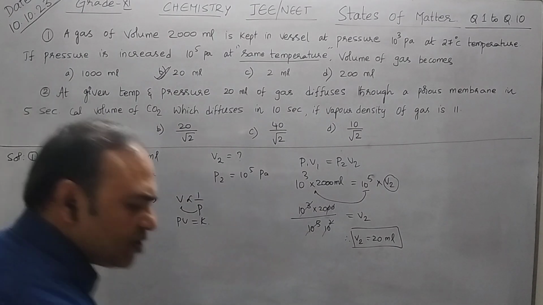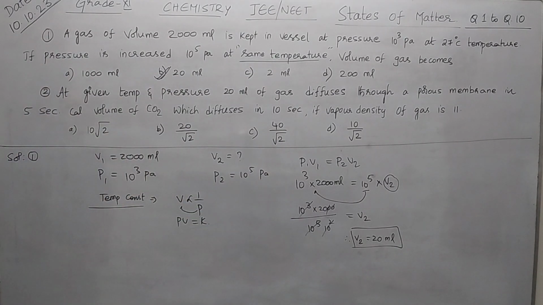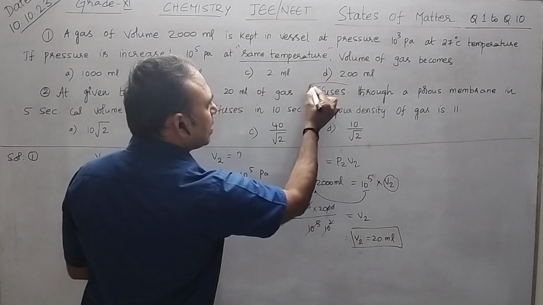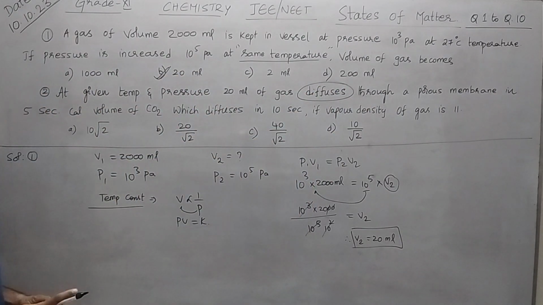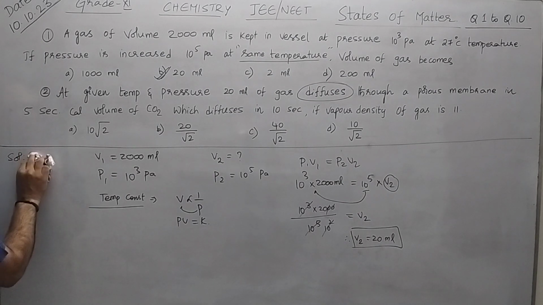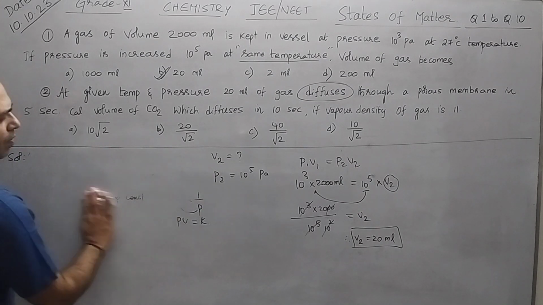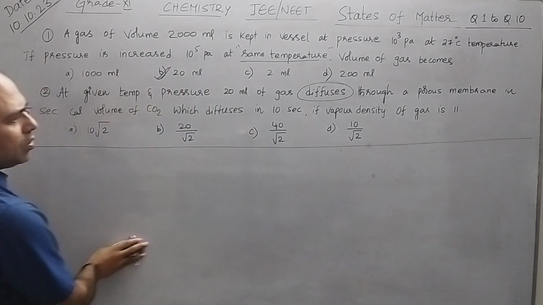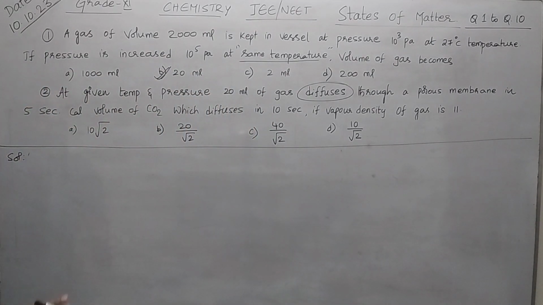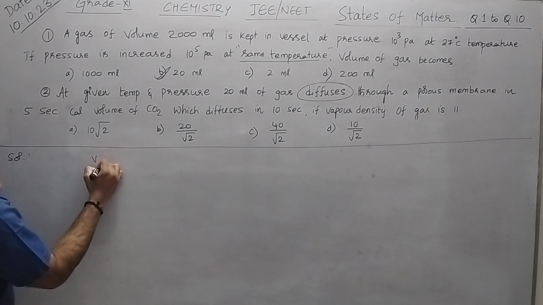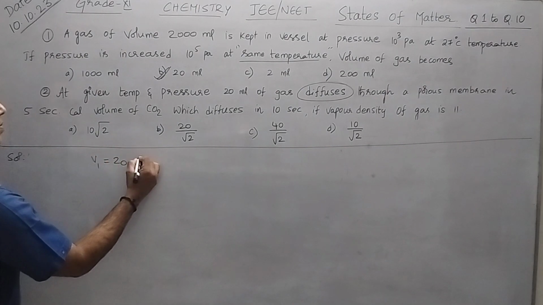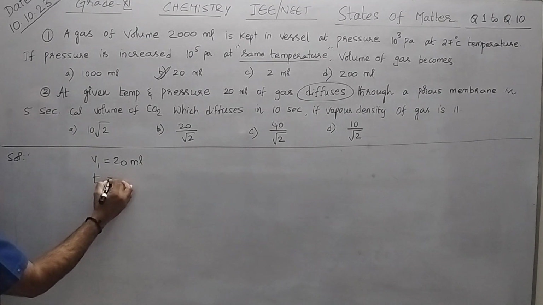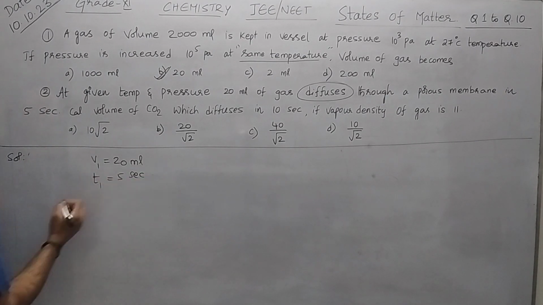Now observe the second question. At given temperature and pressure, you have 20 ml of gas. Now they have given a term here, diffusion. So we are applying Graham's law of diffusion in this question. You can try to solve the question. So what is mentioned here? V1 is equal to 20 ml. Diffuse through porous membrane and time is given as 5 seconds.